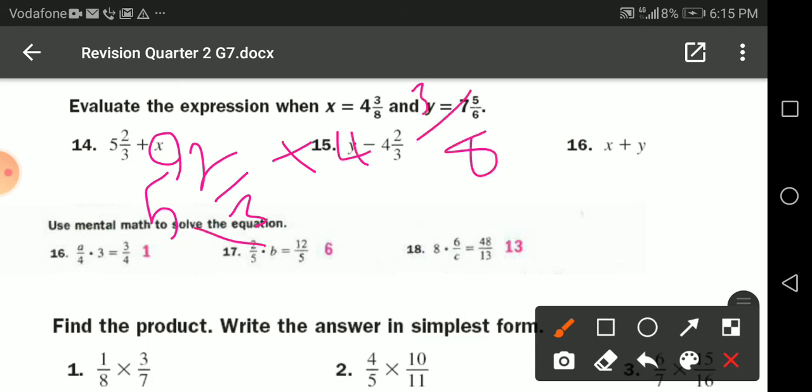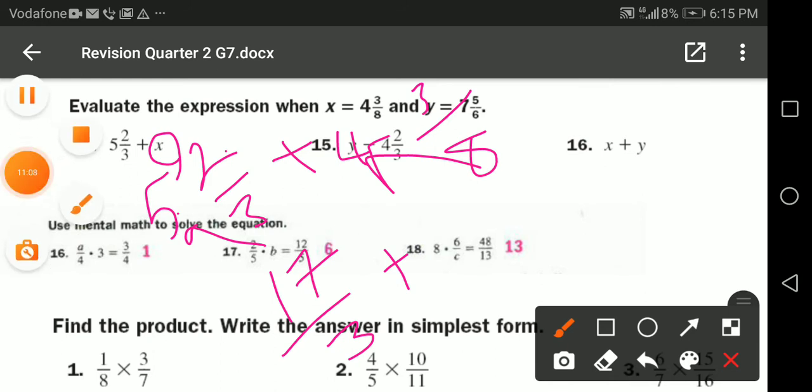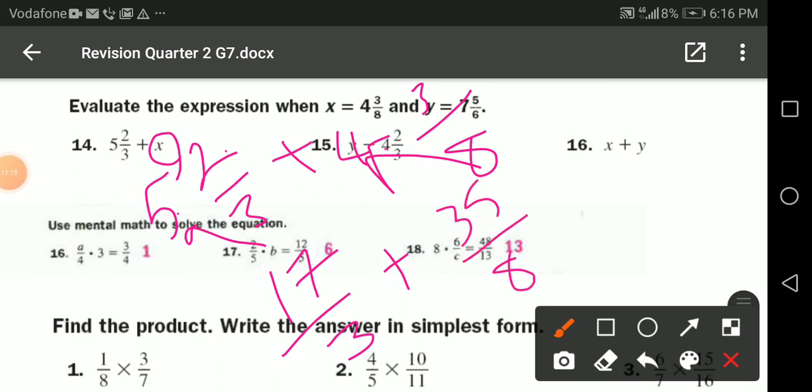Okay, convert them. 5 times 3 15, 15 plus 2 is 17 all over 3, plus 8 times 4 gives me 32, 32 plus 3 35 over 8. Okay, so can I do it like this? No, take the denominator and make it the same. 8 times 3.